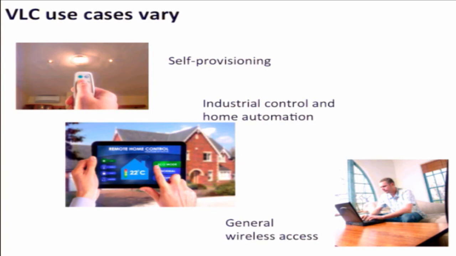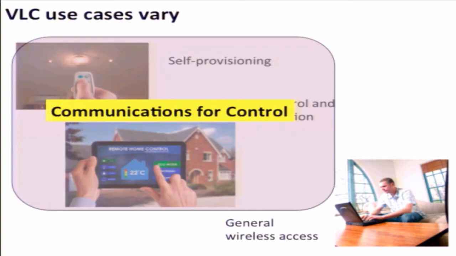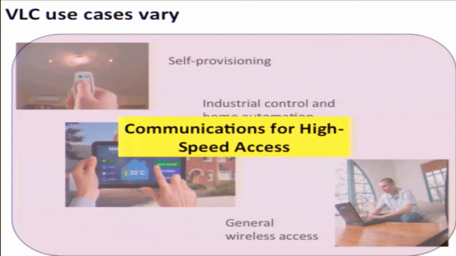When we have these discussions, clearly these functions don't require a very rich data set. They can be done at a modest data rate. But for general wireless access, we need a much higher capacity. So we think about those two as communications for the purpose of control. And then if we're doing general wireless access, it's probably going to encompass the other functions. Once you have high-speed access, you can satisfy the other paradigm.